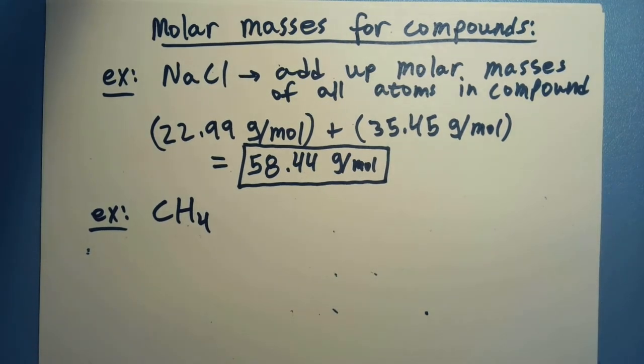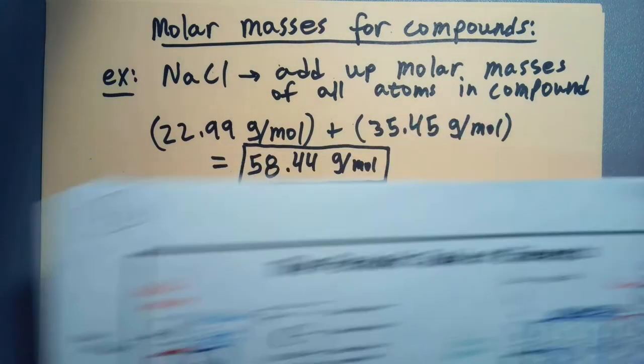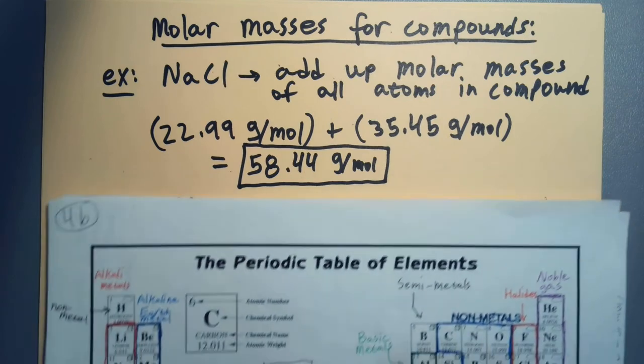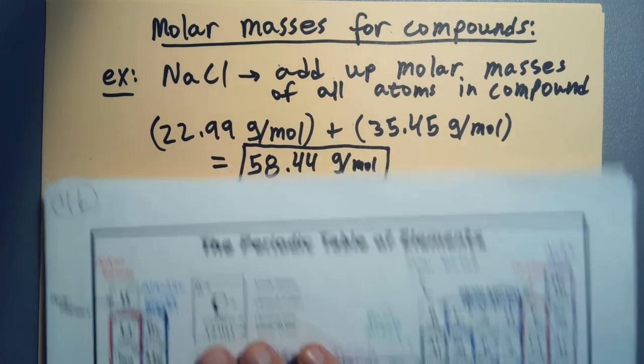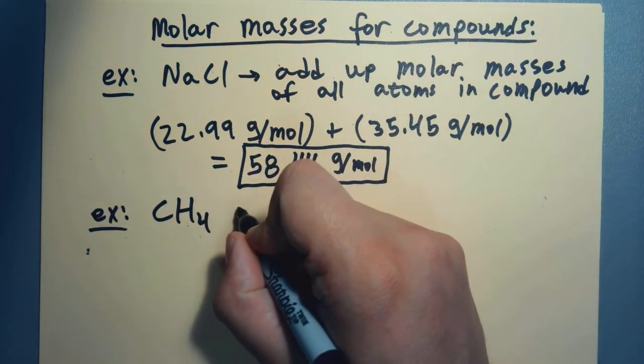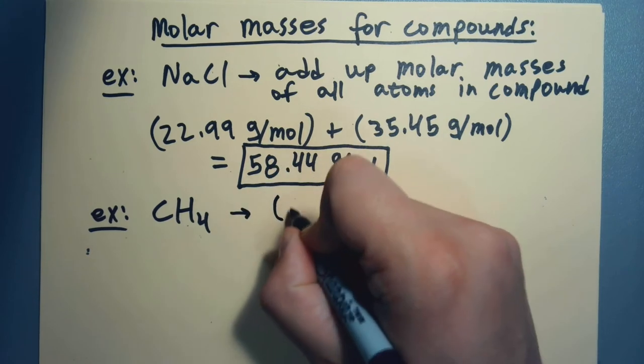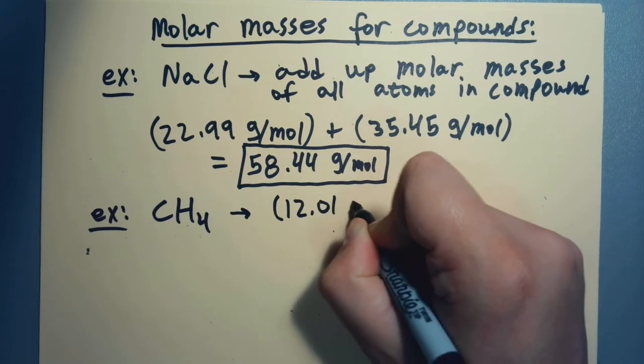Alright, so CH4. What do we do? Find the molar mass? Just add up the pieces. So, we pull out our periodic table. Carbon. Hey, look, carbon's really blown up here. I got one carbon, at 12.01 grams per mole.